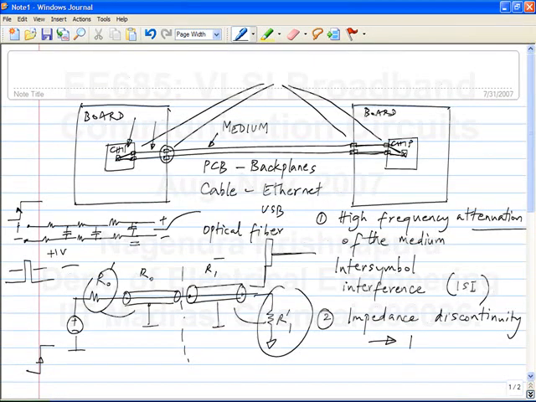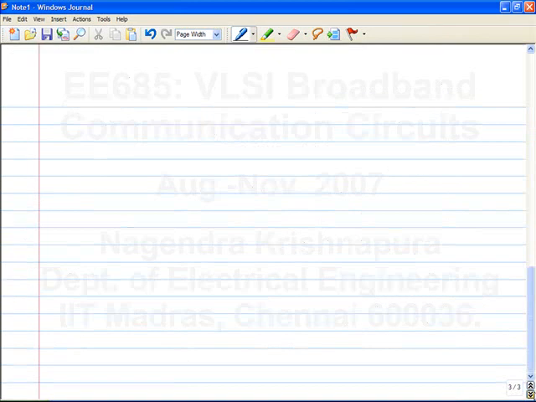This also creates intersymbol interference. Now there are further problems. I said that it's a symmetrical situation. That is, both sides are transmitters and receivers, and they are transmitting data both ways. Now how do you transmit data both ways?